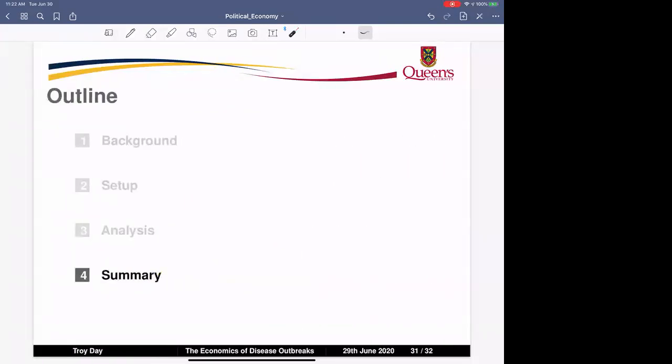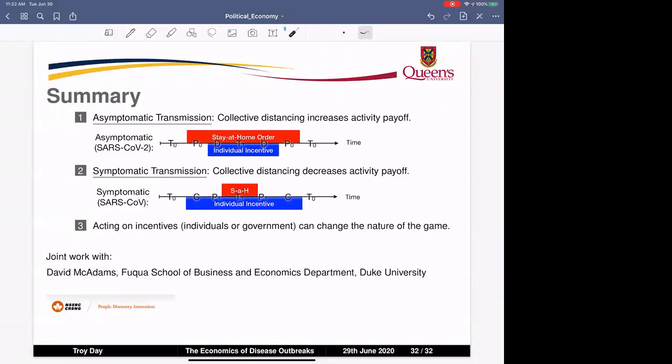Okay, so I'll just finish with a quick summary then to highlight those main results, and I won't go through them in detail anymore here, but there's this important difference in these two different kinds of transmission, asymptomatic transmission and symptomatic transmission. And really what drives the difference in these two different situations is that when transmission is asymptomatic, collective distancing increases the benefit of going out. Whereas if transmission is symptomatic, collective distancing decreases the benefit of going out.